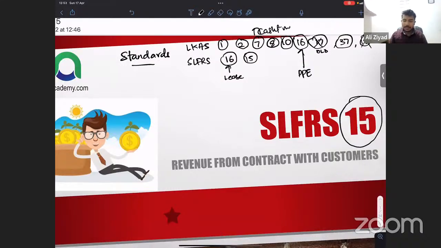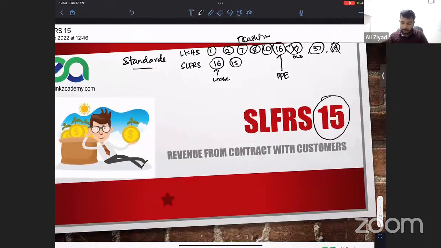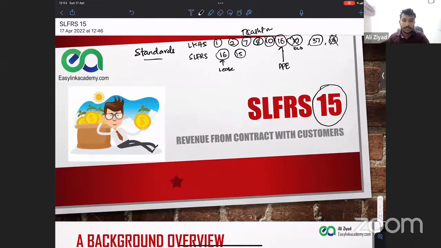What is the difference between LKAS and SLFRS? Both are standards, guys. No big deal, no big difference. But SLFRS are the latest ones. If you take LKAS, they go up to 41. In SLFRS, the latest one is 16, right? 17 is about insurance, maybe or maybe not. So let's dive into the lesson.